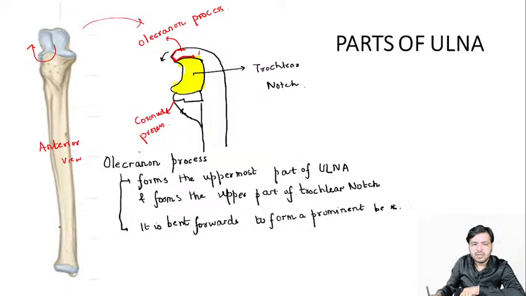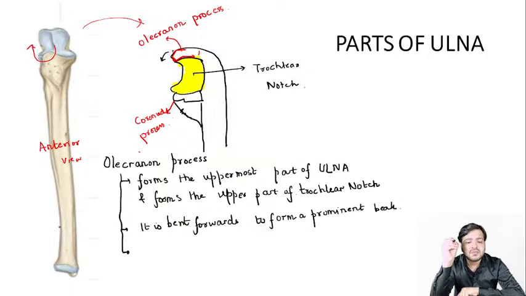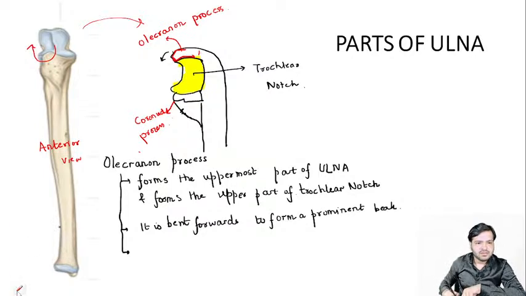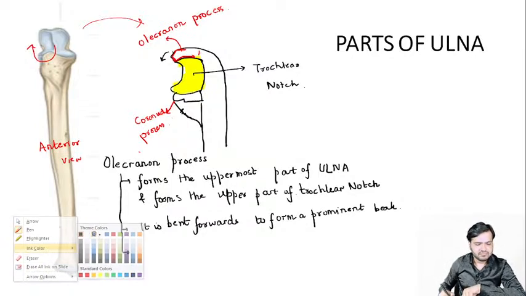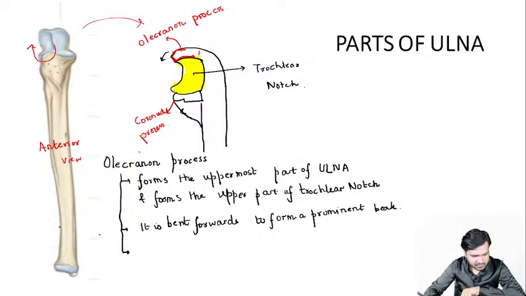Now guys, tell me, olecranon process lodges into which fossa of the humerus bone, and in which anatomical movement? My question to you guys is, it lodges into which part of the humerus bone and in which anatomical movement? I am waiting for the answers, guys.